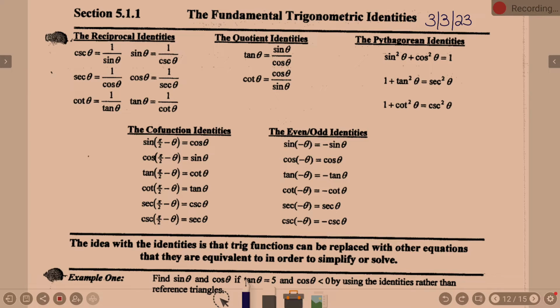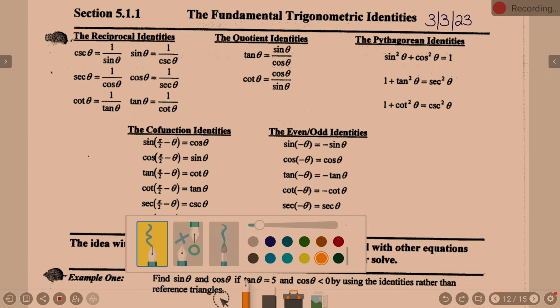And these are different identities that we can use to solve problems or simplify problems that have trig functions in them. Some of these things are going to look familiar. We've hinted at, talked about. Some of them are going to be brand new. They're all going to be ones you need to familiarize yourself with. Okay, so as we look at some of these, we have the reciprocal identities.